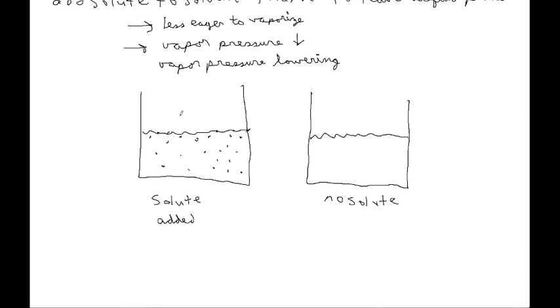So basically, remember that in order to vaporize, the solvent has to escape into the atmosphere, and you can just think that the solute is getting in the way. It's harder for the solvent to escape into the atmosphere because the solute particles are getting in the way.